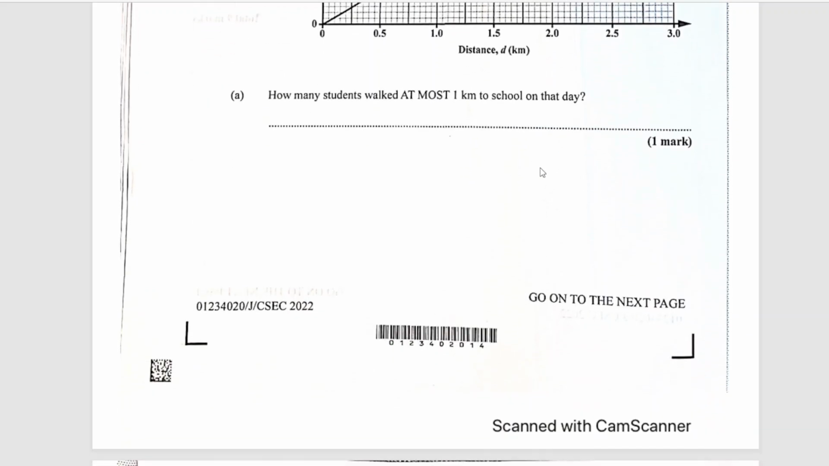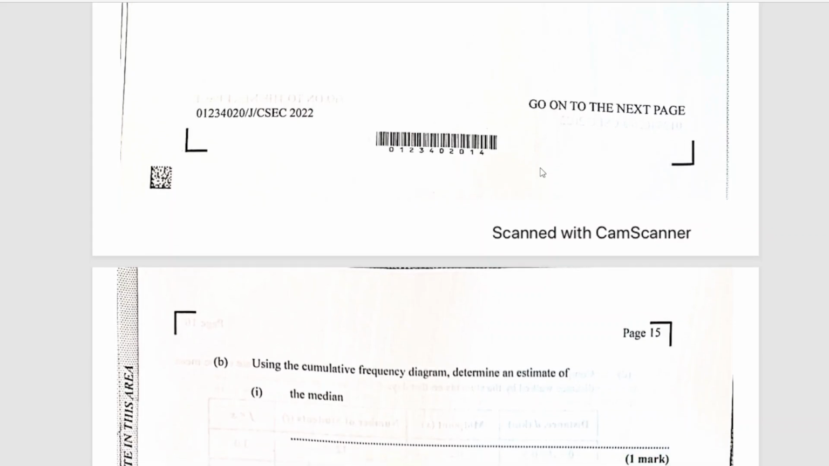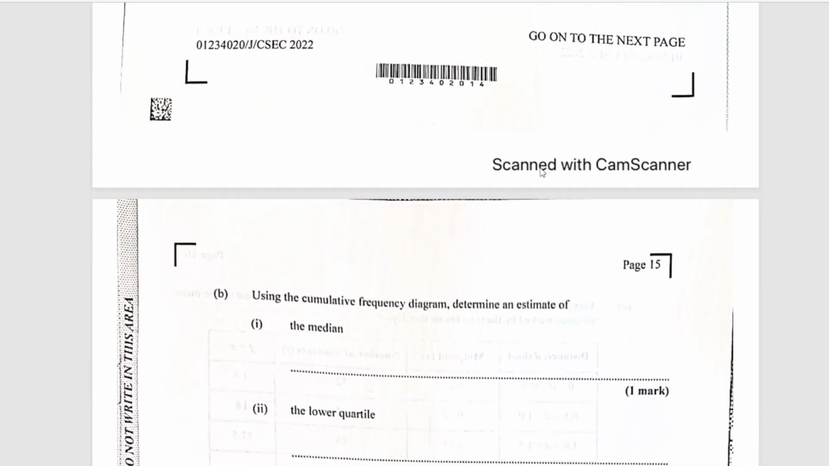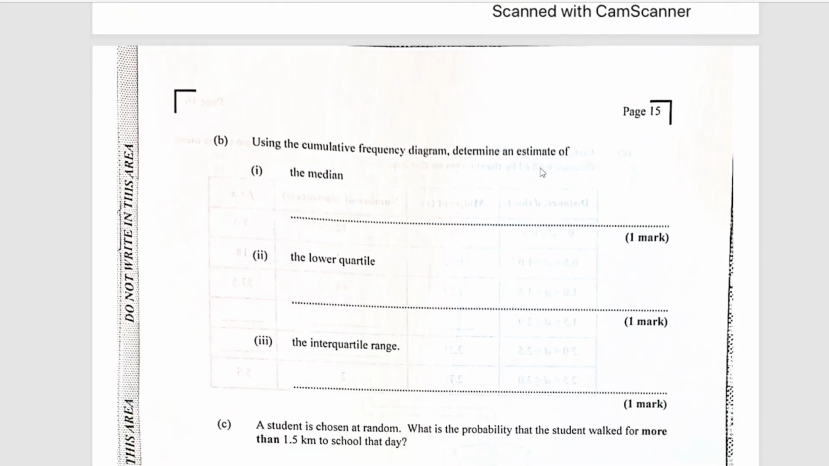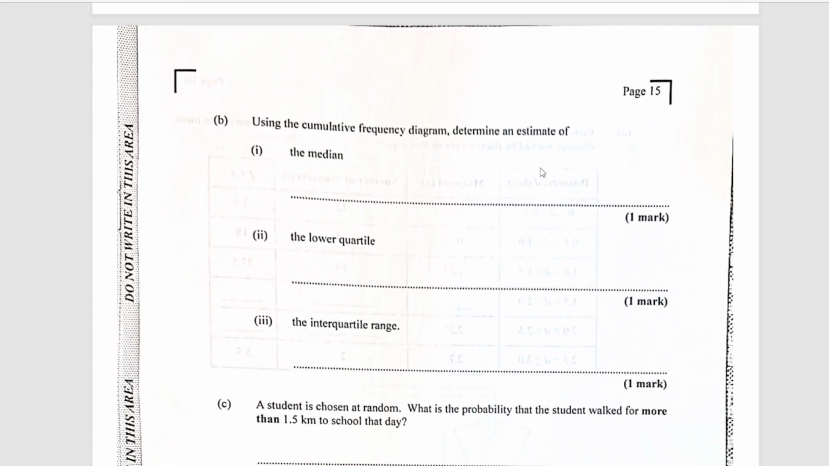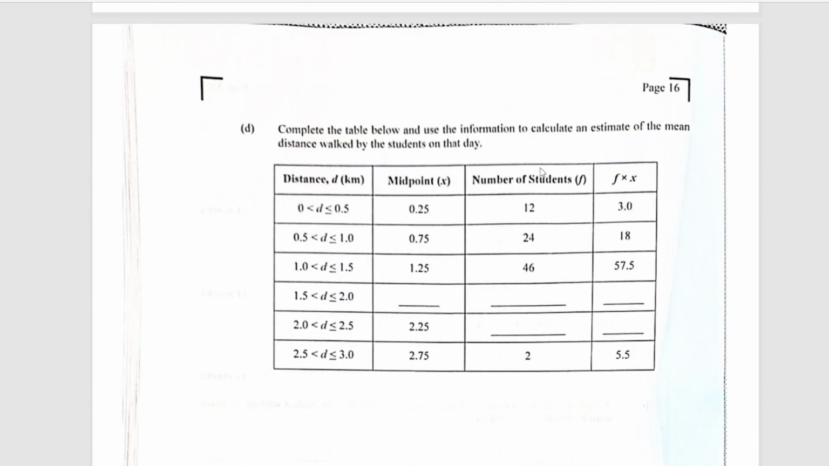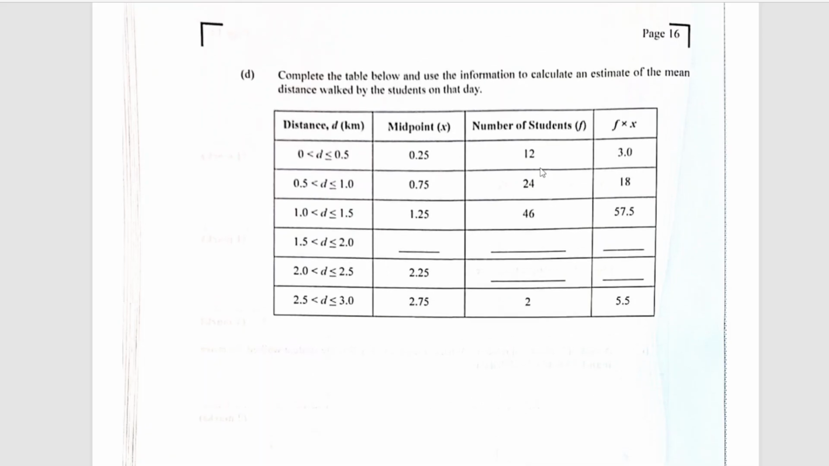And then what they ask again here. They want to find the median, lower quartile, interquartile range. Then they have a probability question. And then they want us now to fill out this table, but we need to get the information from the curve, right?